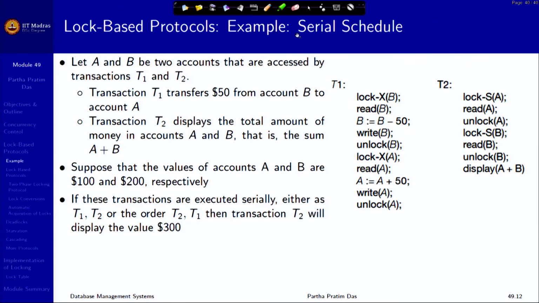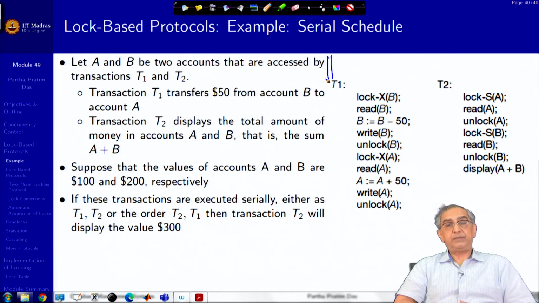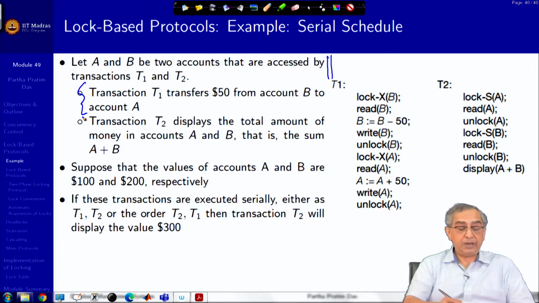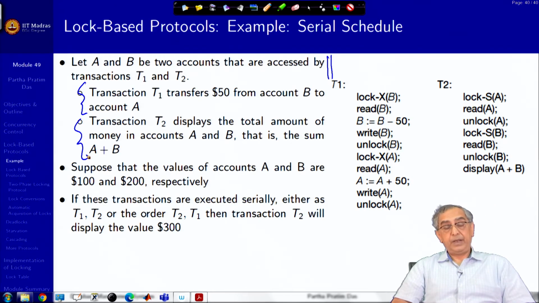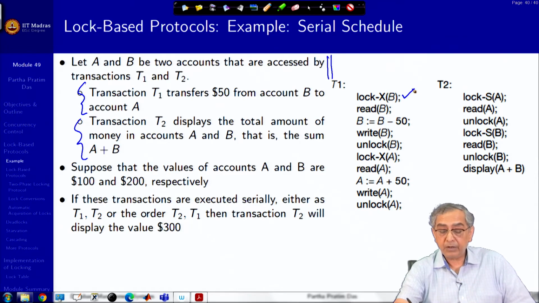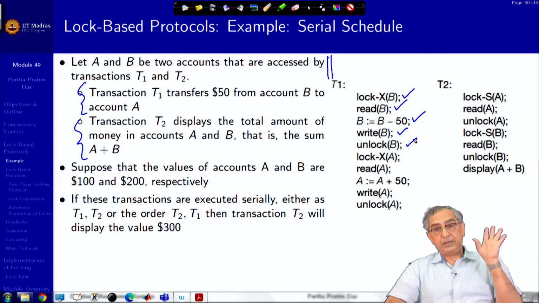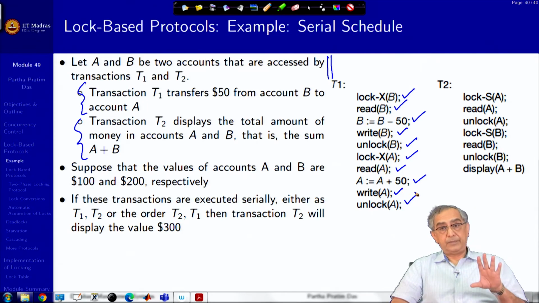So, here is an example. These are two accounts being accessed by two transactions, A and B. Transaction A transfers $50, and transaction B prints the value A plus B. So, it locks B, reads B, deducts 50, writes B, unlocks B. During that time nobody can touch B, which is what we wanted. Similarly, lock A, read A, add 50, write back, unlock, and nobody can touch it.